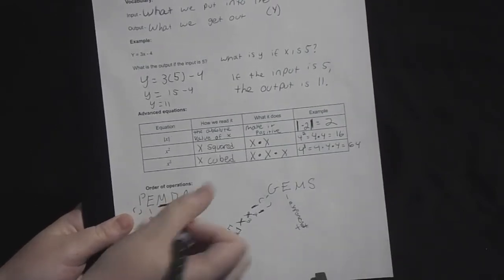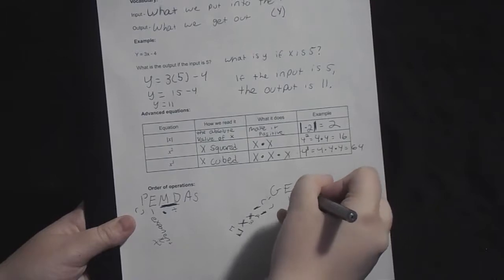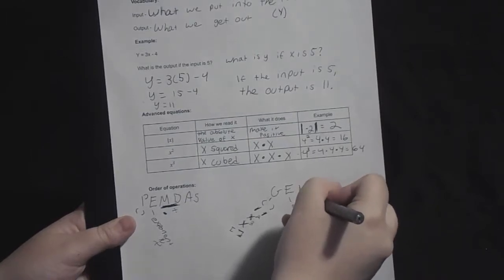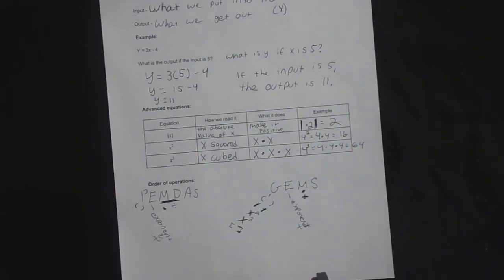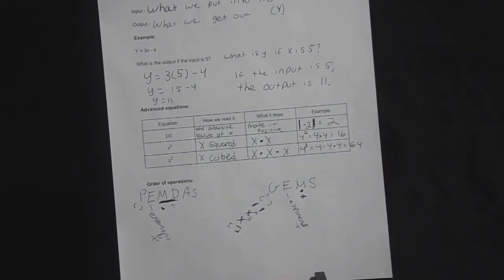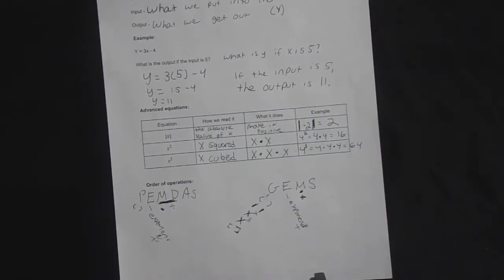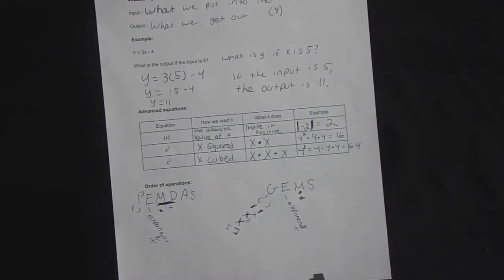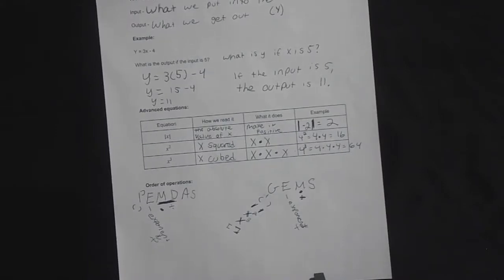But in GEMS, they just use the M because multiplying is dividing. So they expect you to know that. And really, it's not like one comes first. You just do whichever one you see first because you read math left to right. And so it's like whatever one comes first in the equation is the one you do first.